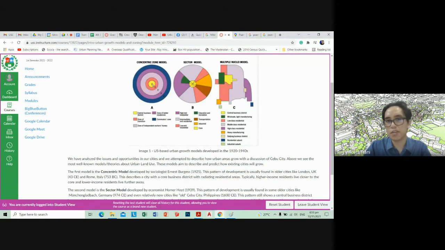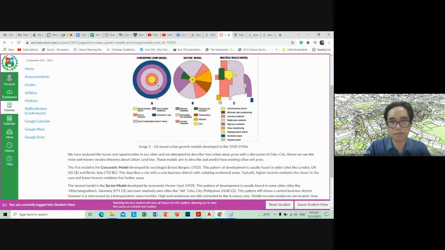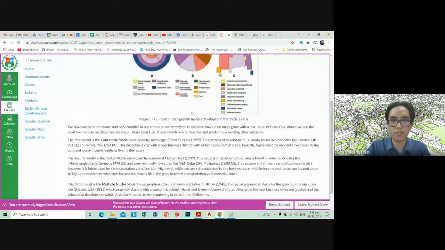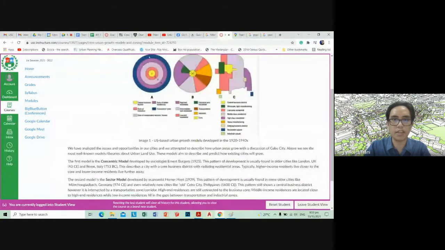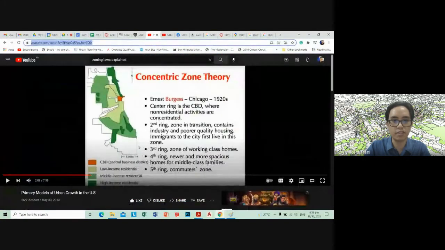So the yellow here will be the central business district. The red here will be the main industrial zone, followed by low income housing, medium income housing, and then high end housing. And then the sector model, which is shown over here. I think I'll just use this visual aid. It's a lot better.